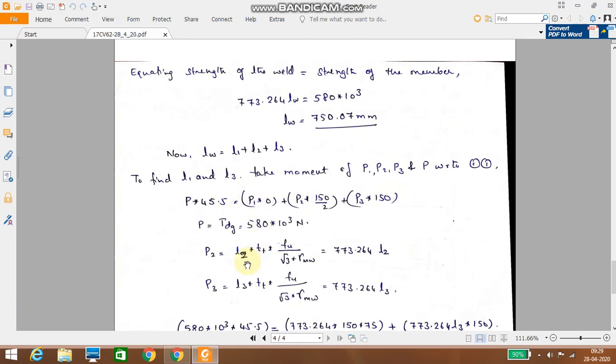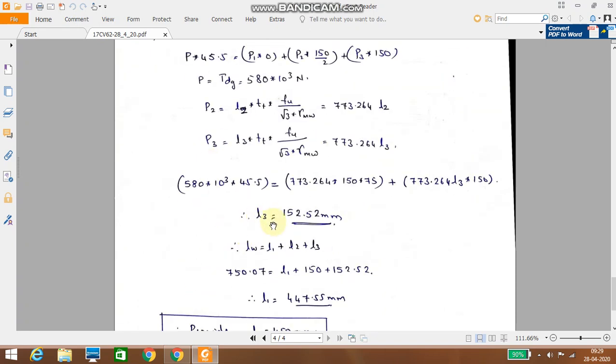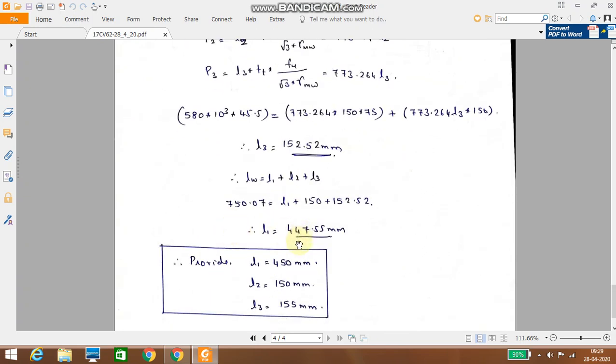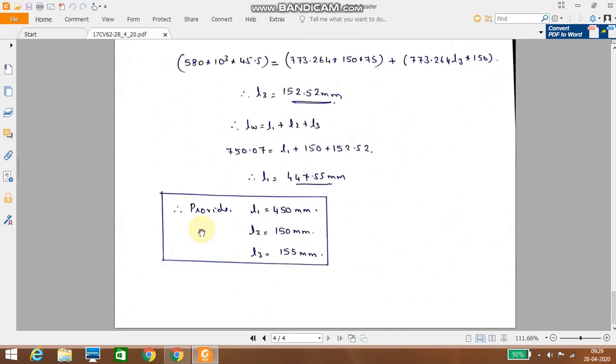They are very simple. P2 equal to L2 into TT into FU divided by root 3 into gamma MW works out to be 773.264 L2, and P3 equal to 773.264 L3, and P is equal to TDG itself, 580 into 10 raised to 3. So upon substitution we get L3 equal to 152.52 mm. So we can calculate L1 also. L1 equal to 447.55 mm. So let us provide L1 equal to 450, a round figure, L2 equal to 150 mm, again a round figure, and L3 equal to 155 mm.